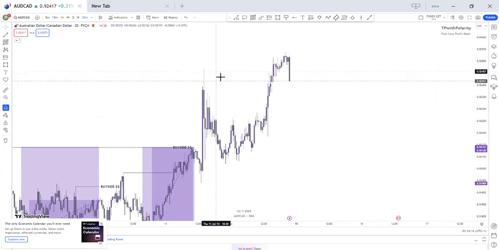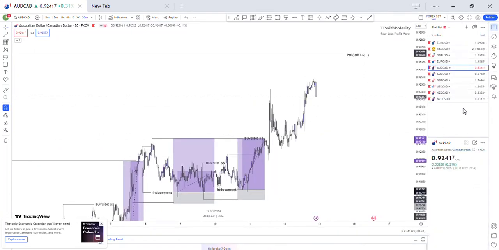All right, when a liquidity gets taken out, what you want to anticipate is your measure of premium and discount. As you measure premium and discount, you want to check out for the external range and the internal range liquidity, then you take your entries from the order block.